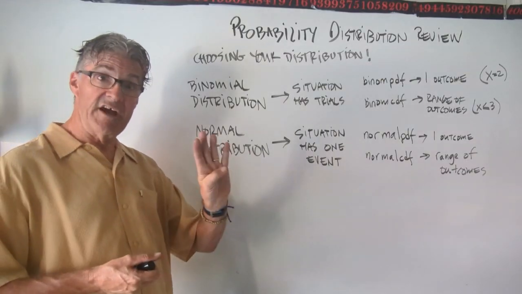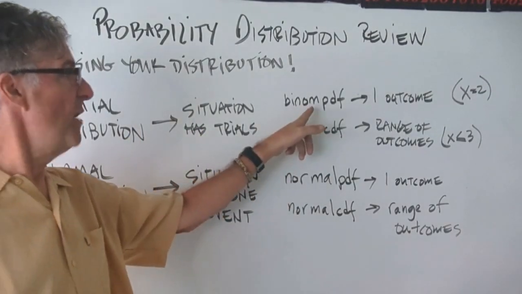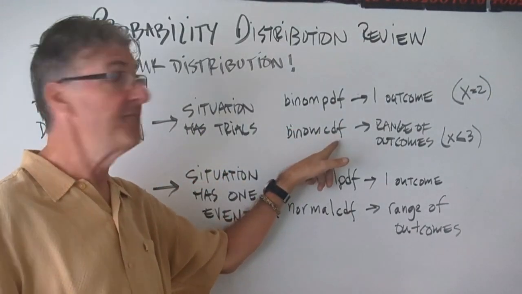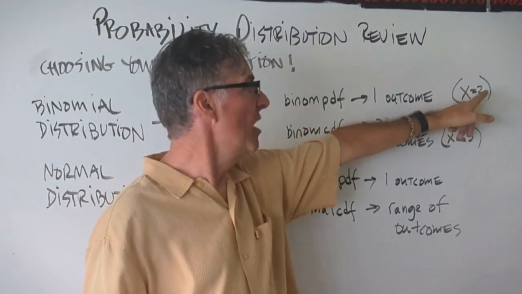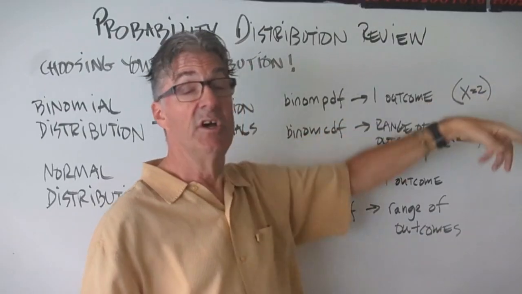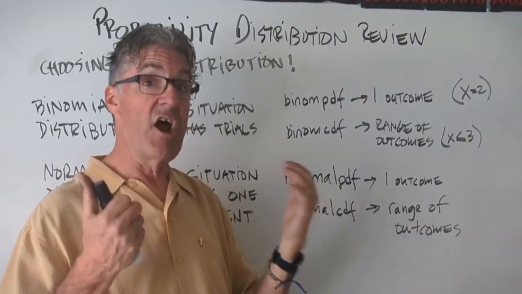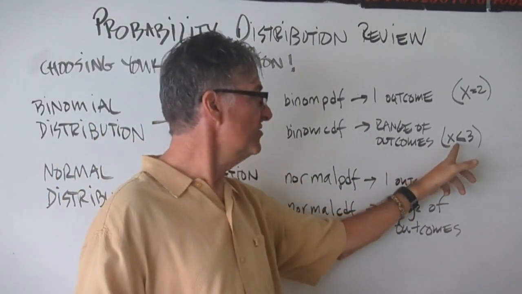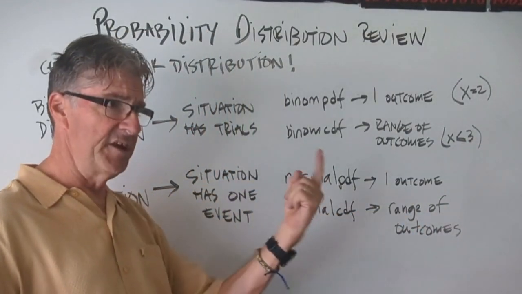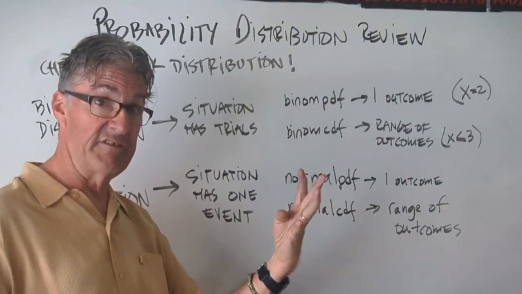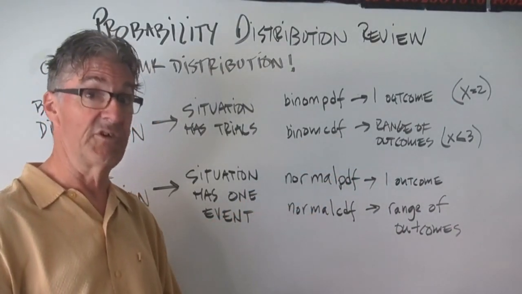Now, we have 4 calculator functions that will help you do this. For the binomial distribution, there's binomPDF and binomCDF. PDF is for one outcome. So for example, the probability of 2 successes, random variable equals 2. BinomCDF is what you use when you want to calculate a range of successes. So this would be for x being less than or equal to 3 successes. So instead of doing 3, 2, 1, and 0 successes, 4 calculations, binomCDF will do it all at once. You just have to put the parameters in correctly.